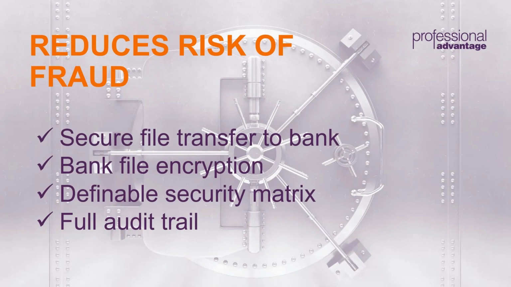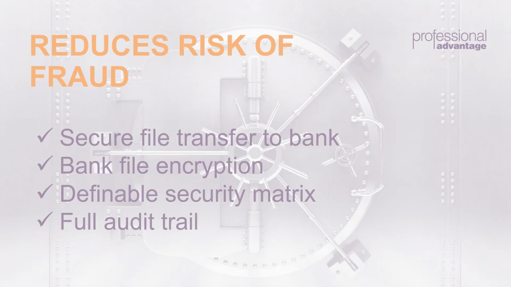So as we've seen, B4B goes a long way to reduce the risk of fraud with a definable security matrix, enforcing segregation of duties, approval workflows that we're going to look at shortly. We saw that there's bank file encryption and the ability to securely transmit the file directly to your banking platform where your bank supports it. And further to that, a full audit trail within B4B. Auditing automatically changes to that sensitive information, namely the bank details.